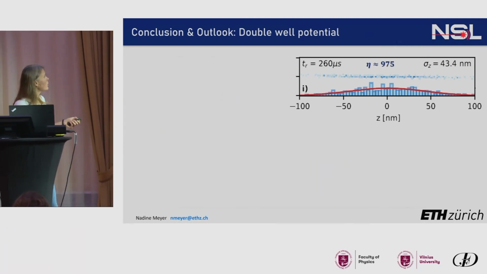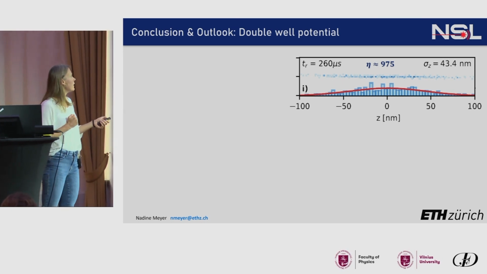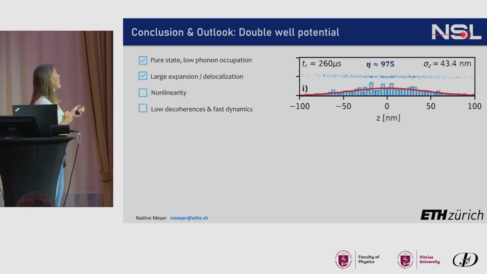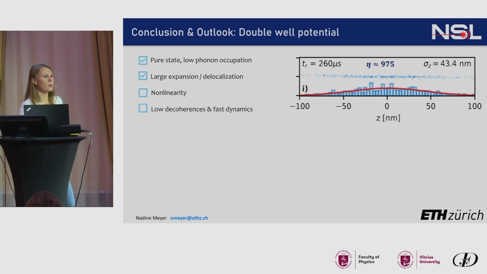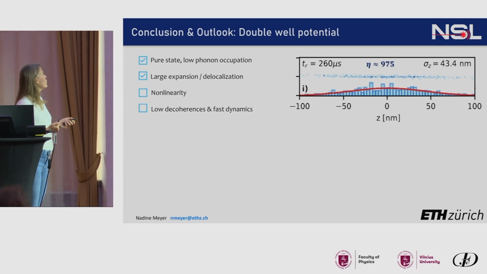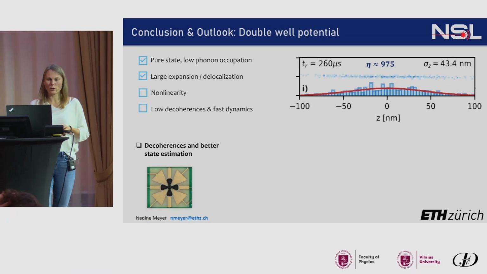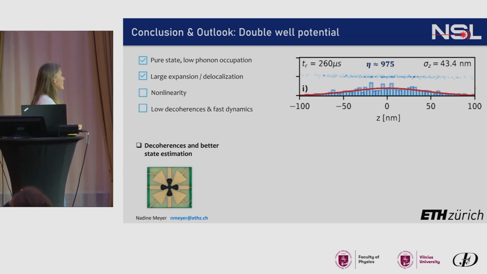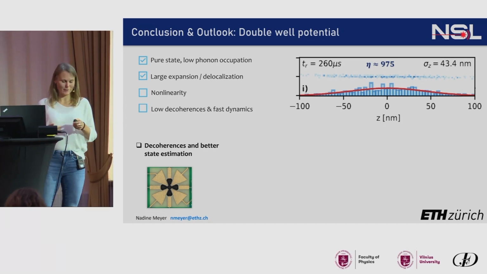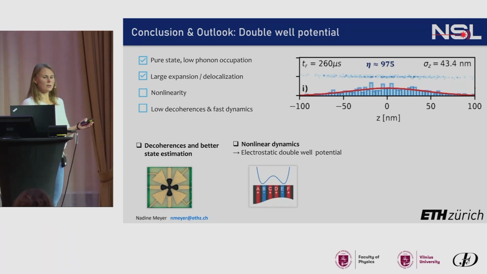So I hope I convinced you that we created this large state of tens of nanometers with a nearly 1,000-fold increase in state size. The community now has this low photon occupation state. We add a method for large expansion to it, and now we need to bring everything together for the double well protocol. We need to work on the decoherence and actually a better state estimation, because the smaller you go with your state, the harder it gets. We would like to introduce the nonlinear dynamics, which we already have in our system.